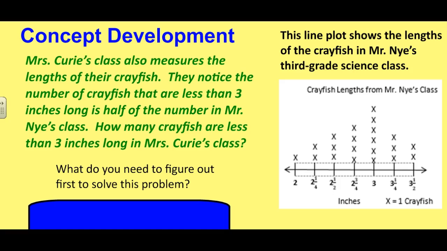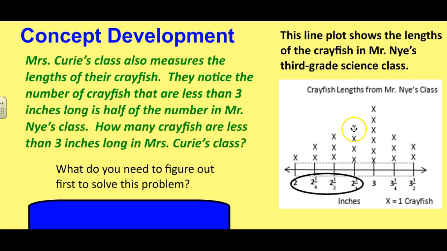But Miss Curry's class, what they're saying is that they noticed that the number of crawfish that are less than 3 inches long is half of the number that Mr. Nye's class has. So whatever Mr. Nye's class has, however many that are less than 3 inches, they have half of that number in their class. So what we need to be looking at are these inches on the line plot. And we need to figure out how many crawfish are less than 3 inches.